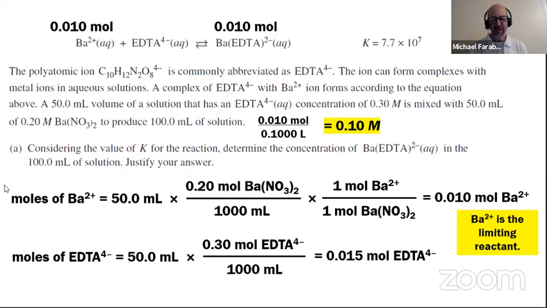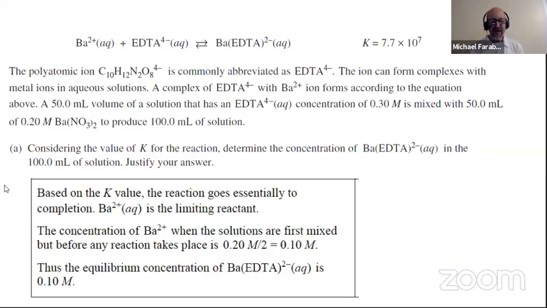Now, watch how simple the official scoring guidelines look on this question. It says, based on the K value, the reaction goes essentially to completion, and barium 2+ is the limiting reactant. So when you go from 50 plus 50 to 100, you're essentially doubling the volume. And when you double the volume of a chemical, you cut the concentration in half. So 0.2 becomes 0.1. And so effectively, if the concentration of barium ions in solution is 0.1, then the concentration of the product, the barium EDTA complex ion, is also 0.1. So that was a much easier way to solve that question. But again, many students ignored the large magnitude of K and tried to use a rice table. Whether they were successful or not, that was kind of a waste of time.